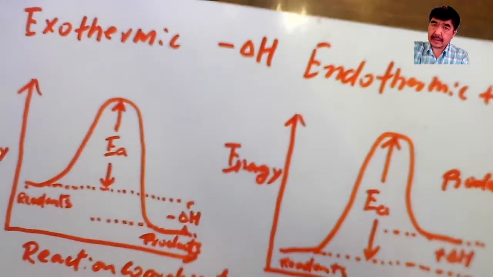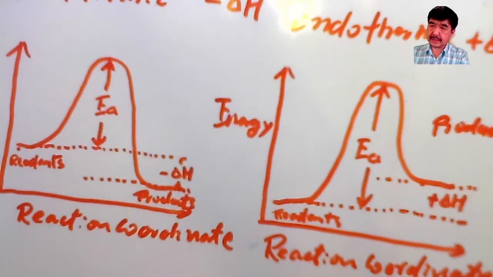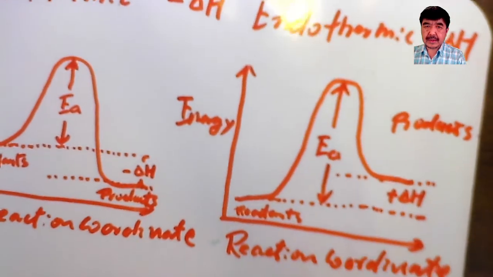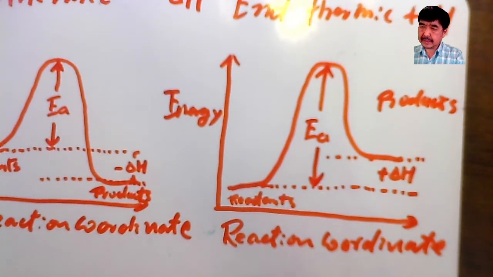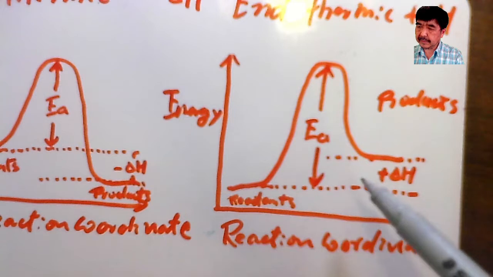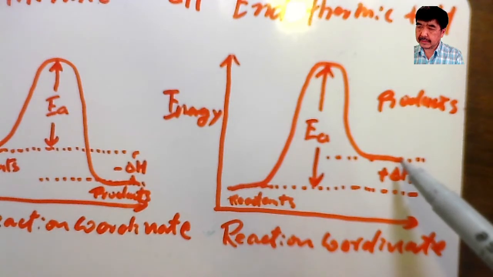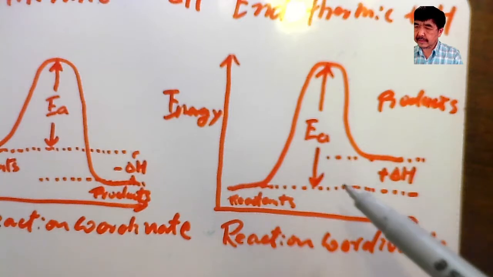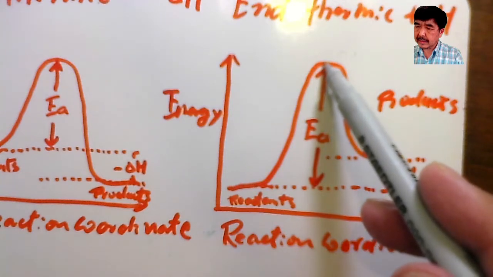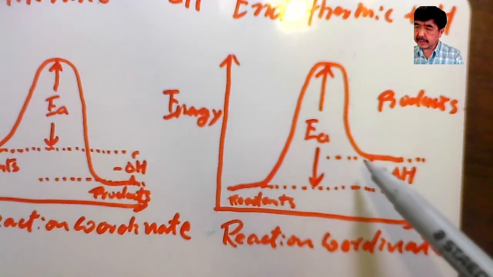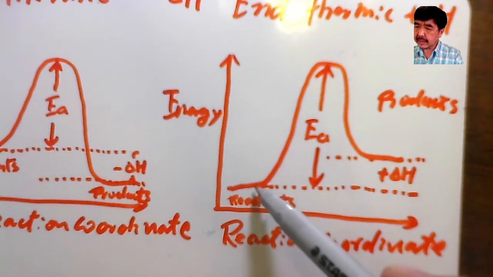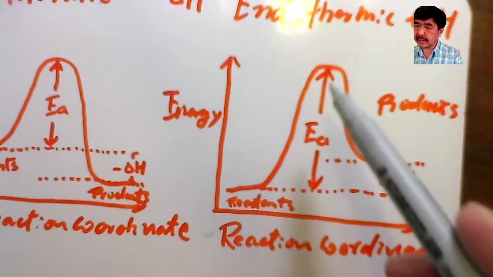Next is endothermic. It's a similar pattern, but the reactants' energy level is lower than the product's energy level. Okay, that needs much more energy to start the reaction. Then the reaction releases energy. The energy released is smaller than the energy required, so that's called endothermic.